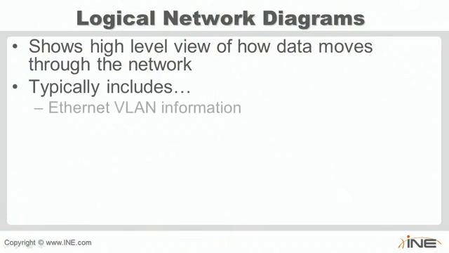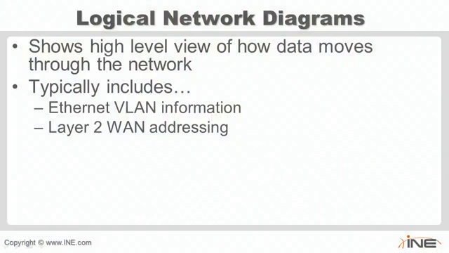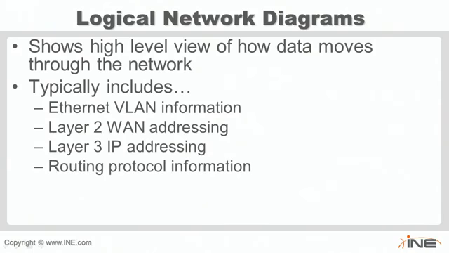So things like the Ethernet VLANs or the wide area networking addressing, like in the case of frame relay, something that's called the data link connection identifier. We'll talk about it in more detail later. But this is typically the type of stuff that's going to be in your logical diagram. This is also where you'd see your layer 3 information, like your IP addresses, and also what your routing protocol design is going to look like.